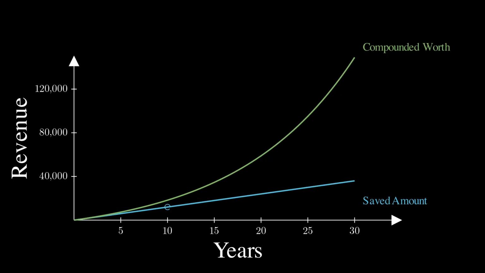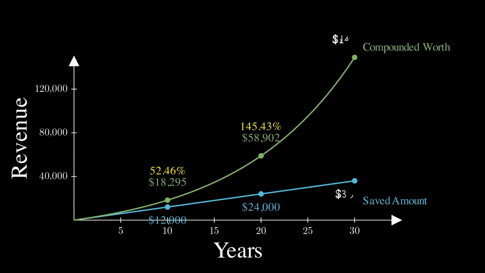For example, after 10 years, the compounded amount is significantly higher than what you saved, already showing the power of compounding, right? But by 30 years, the gap between the two is staggering. Yet our minds often fail to intuitively predict exponential growth. It's why compounding is often called the eighth wonder of the world. And those who understand it benefit greatly, while those who don't miss out on its full potential.